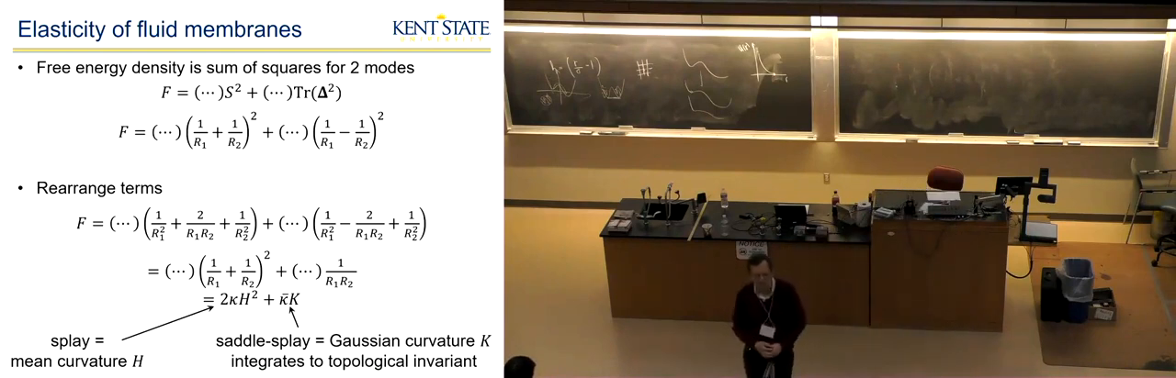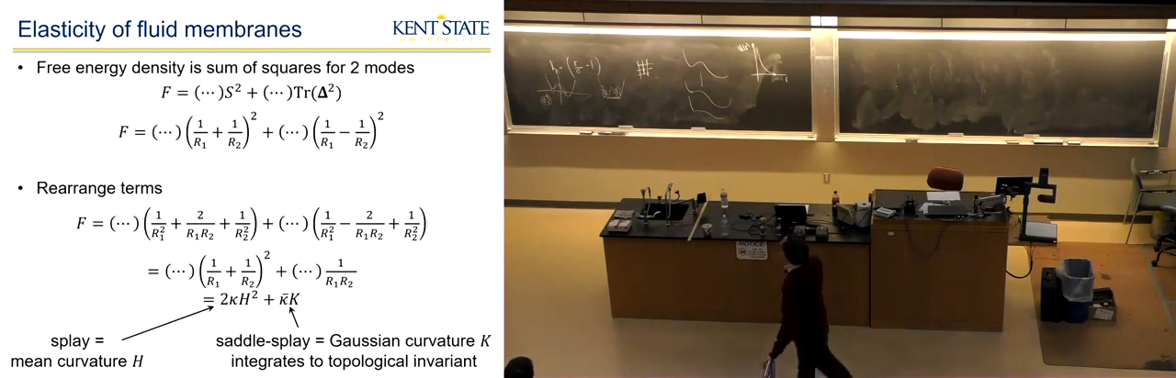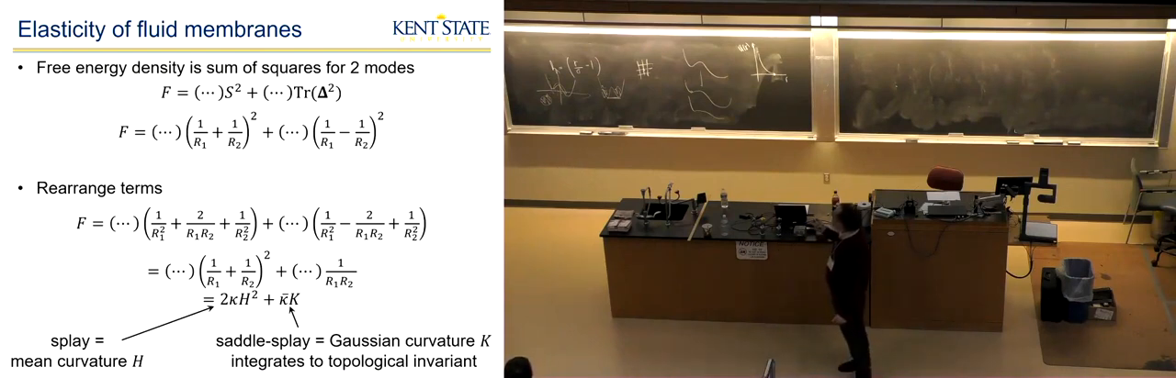Question, please. Can you explain a little bit more about the splay and the Gaussian? Because I think the first term also includes the Gaussian, or is it just a printing mistake, like 1 over R1 squared plus 1 over R2 squared? Sure, it includes the Gaussian. You're thinking about the cross term here, right? Yeah.